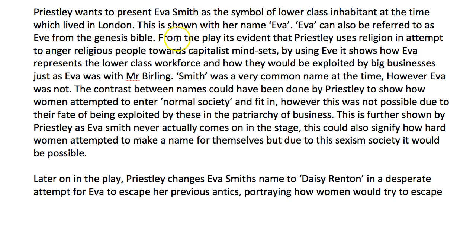From the play, it's evident that Priestley uses religion. Well, we're talking about Christianity here, so be as specific as you can. In an attempt to anger religious people towards capitalist mindsets. So that's, again, it's clumsy phrasing. I know what you mean.